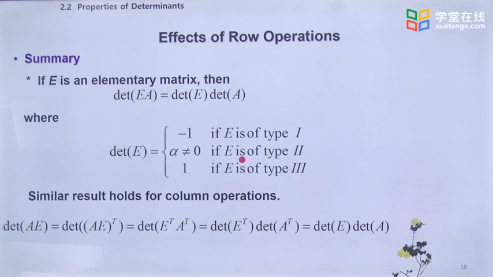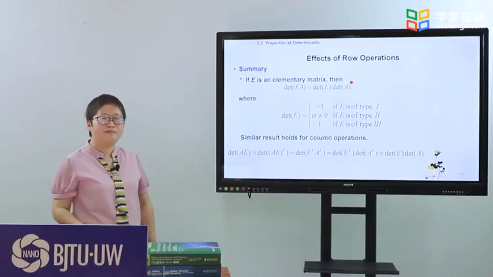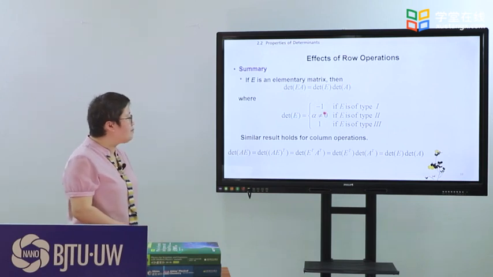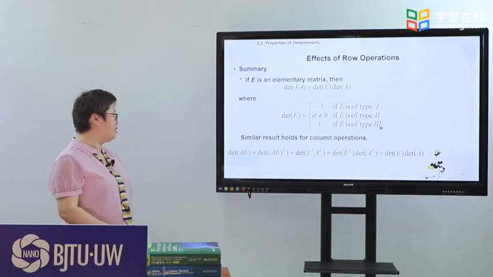And if E is of type 2, the determinant of E equals alpha, where alpha does not equal 0. And if E is of type 3, this row operation will not change the determinant of the matrix, so the determinant of E just equals 1. And a similar result also holds for column operations.